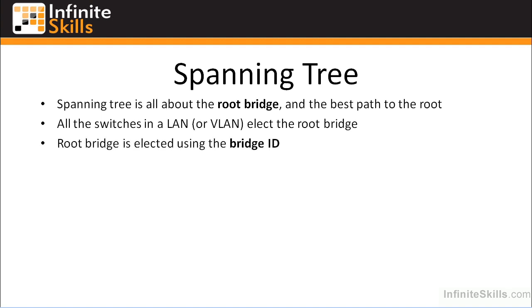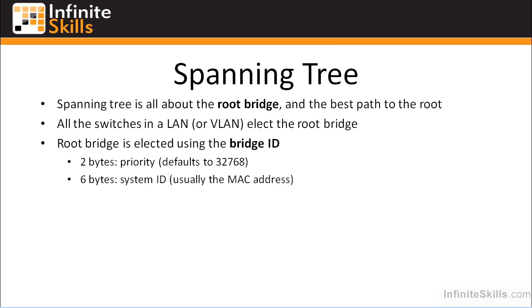The root bridge is elected using the bridge ID. The bridge ID is an 8-byte identifier. The first 2 bytes of the bridge ID are the priority. The priority on every switch defaults to 32,768, or right in the middle of that 2-byte range. The other 6 bytes are the system ID. 99.99999 times out of 100, it is the MAC address of the switch. If you look at any switch, you see the system MAC address. On some older switches, it's referred to as the BIA or the burned-in address. And that's the system ID part of the bridge ID in Spanning Tree.